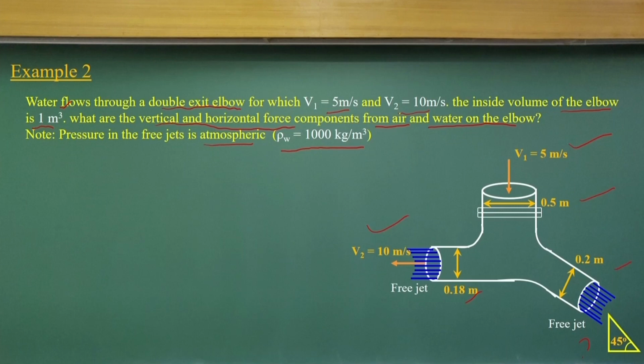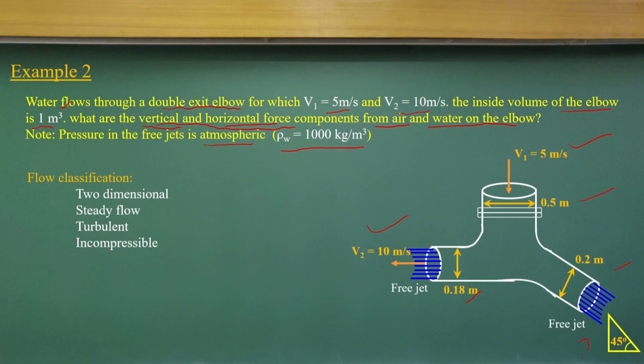So, first we have to apply the mass conservation equation, then we will apply the linear momentum equations to compute the vertical and horizontal force components. It is very simple: we will apply the mass conservation equation, then two momentum equations, one for the vertical direction and another for the horizontal direction, to get the vertical force component and the horizontal force component. First, let us define the problem.